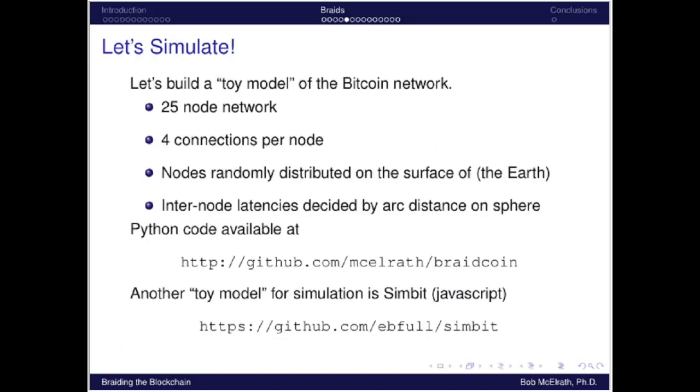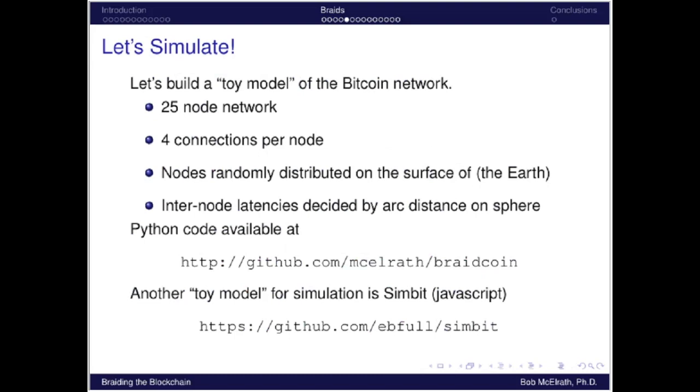So I built a simulation of this. I built a toy model of the Bitcoin network. This code's on GitHub. You're welcome to take a look at it. I'm going to show you some graphs of a 25-node network. Each node has 4 connections. The nodes are randomly distributed on the surface of the Earth. Internode latencies are decided by the arc distance on the surface of the sphere. So this is just Cartesian distance, if you will.